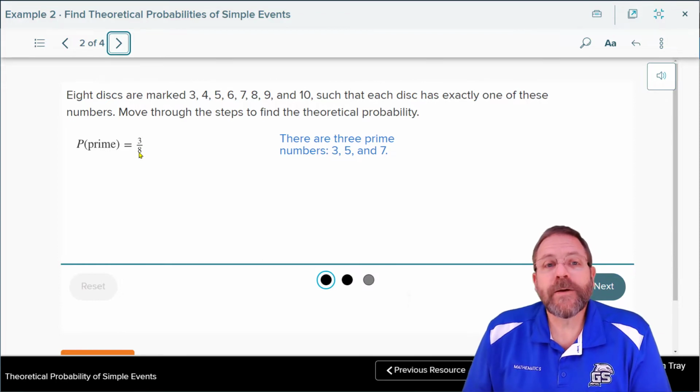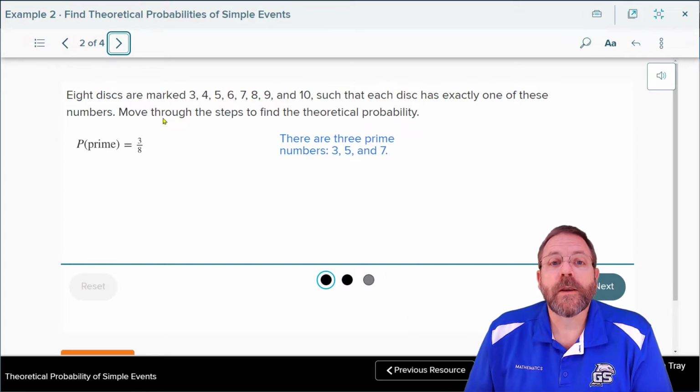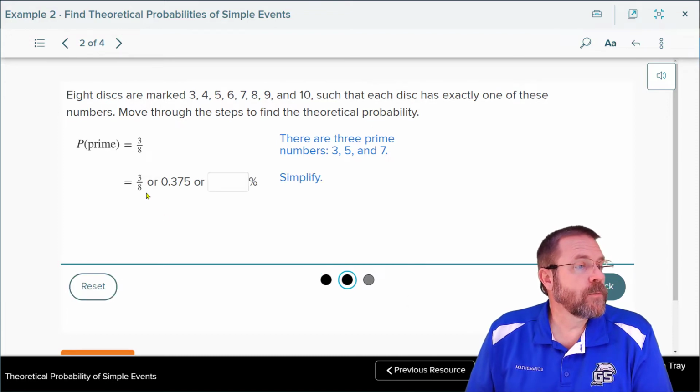Now what they did not write was the formula, and I do expect you to write that as well, where the formula would be P(event) is equal to NFO divided by TO, number of favorable outcomes divided by total outcomes. From here, we're going to do some division.